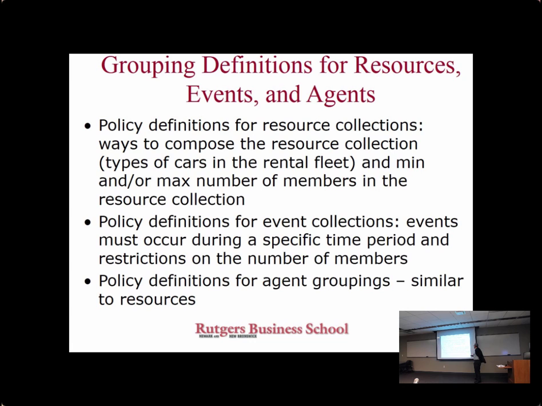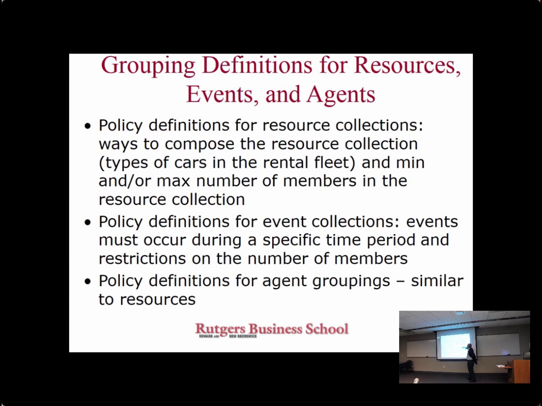So the policies can be based on both. For example, we define a policy for a group. You remember that we could base grouping on categorization. So we can say that, I don't know, our rental fleet will consist entirely of mid-size sedans, right? That's a way to define a policy.